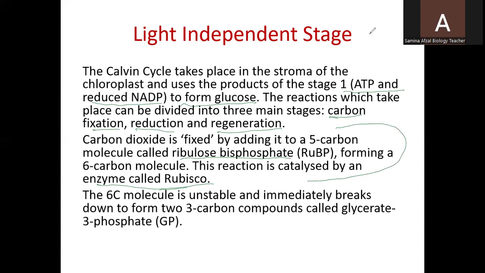So the 6 carbon compound is formed. This 6 carbon compound molecule is unstable, so it will break down to form 3 carbon compounds called glycerate 3-phosphate. Glycerate 3-phosphate can be represented with GP.